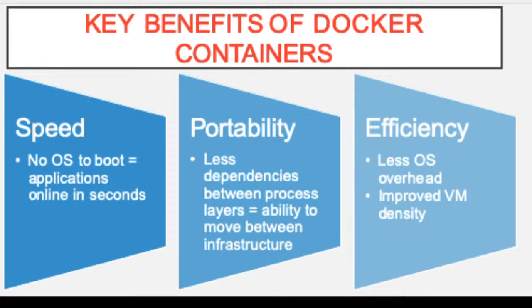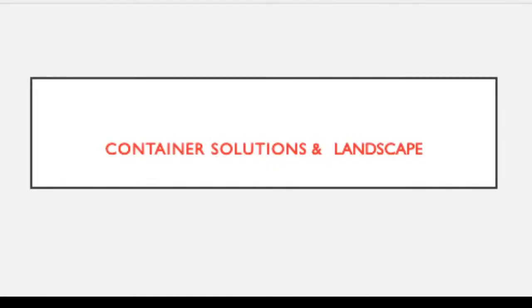The second one is portability. There is always very little dependency between the process layers, so there is always the ability to move between infrastructure. And third is what is called efficiency. Obviously there is less OS overhead and there is improved VM density. So these are some of the key benefits that come along when you use Docker and a container.